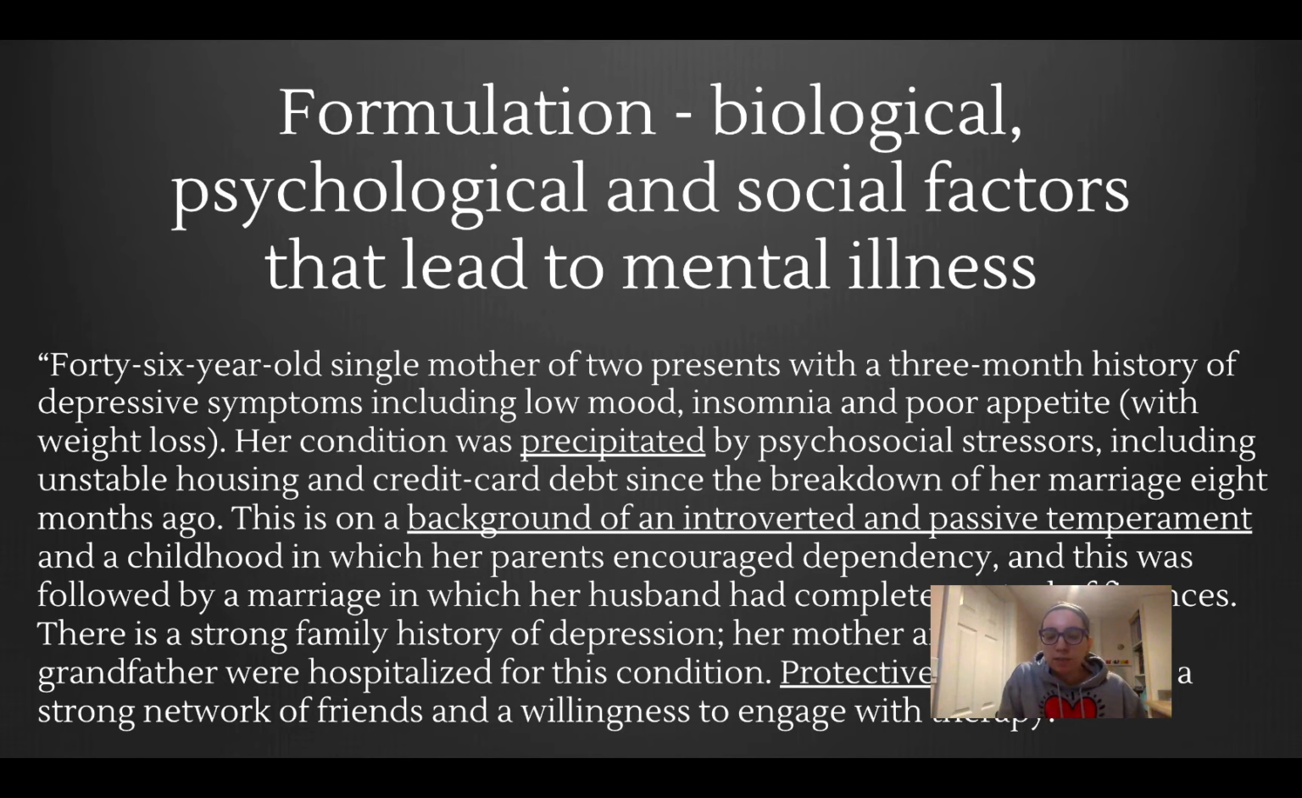So what formulation does is focus on 4 factors: predisposing, precipitating, perpetuating, and protective factors. Our predisposing factors in this case would be something like the woman's temperament, which we know is something that we inherit. It's biological. Her family history would also play a role here. Precipitating factors would be: what are the immediate causes for the onset of her symptoms? Well, we have her going through a divorce, also having unstable housing and credit card debt. All of these things are perpetuating her experience with depression. Also focusing on the protective factors: the fact that she does have a strong network of friends and she's willing to get help for herself.